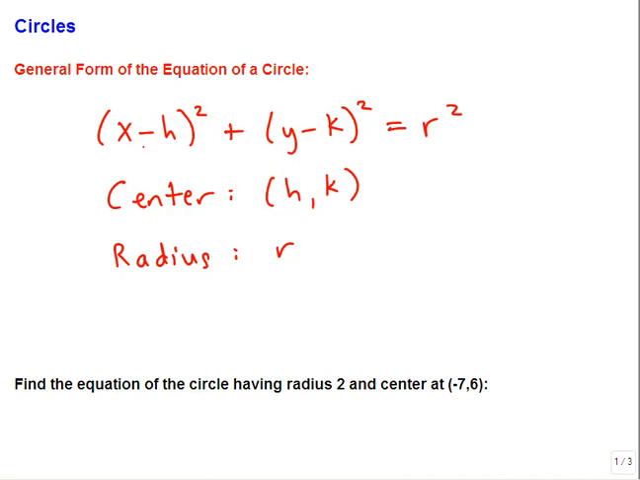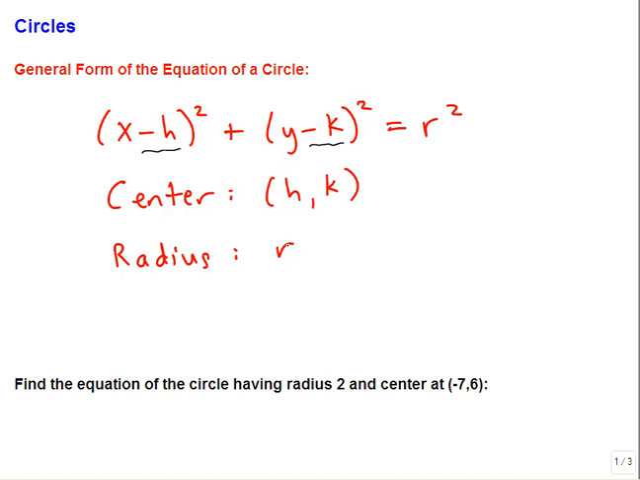So the center is going to be at h comma k. And notice that h here is the opposite sign from what you'll see in the parentheses. So if this is minus 3, then you'll want to use plus 3. If this was plus 2, then you'd want to use negative 2. And the same goes for the k. It's going to be the opposite sign for k and the opposite sign for h.